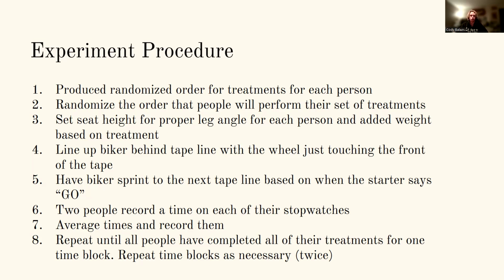The people recording started their stopwatches, and the biker sprinted to the next tape line. As soon as the front wheel passed the tape line, we stopped the stopwatches and recorded the times. Two people recorded the times, and we averaged those to get the most accurate possible data. We repeated that until each person completed the treatments for one time block. So it was 9 treatments per person, 6 different people for each time block, and then we did 2 time blocks.